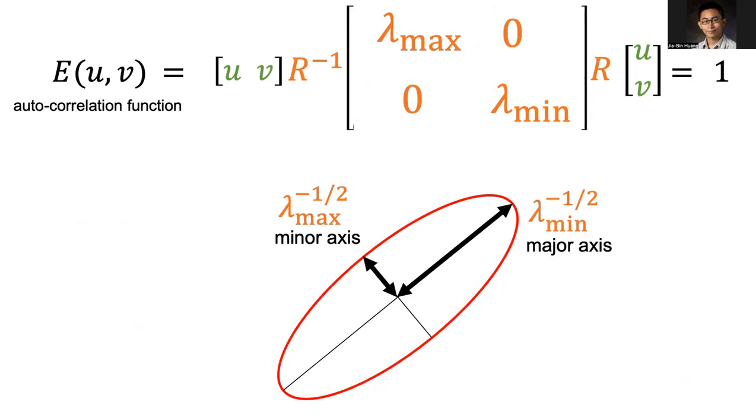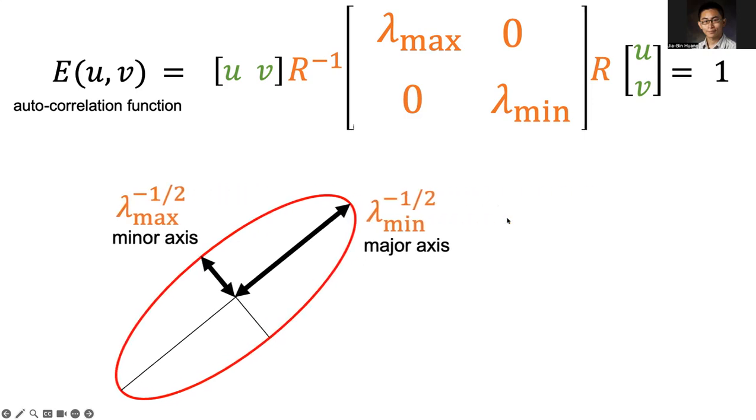Okay, I want to have a large lambda minimum. Because that tells me that even this axis is not elongated. It's still small. Okay, so what does that look like?